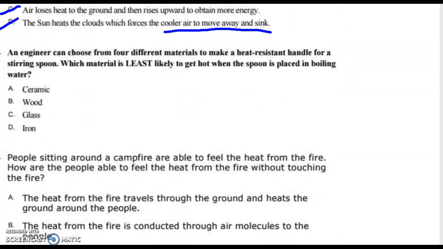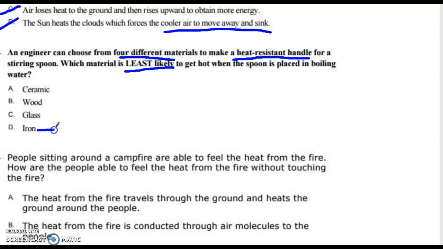An engineer can choose from 4 different materials to make a heat-resistant handle. What does that mean when I say heat-resistant, Fabiana? It doesn't absorb heat, for a spoon. What material is, again, this is where it gets tricky, least likely? Which material is least likely to get hot when the spoon is placed in boiling water?